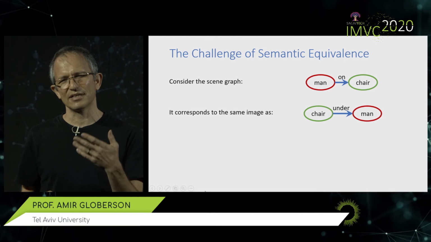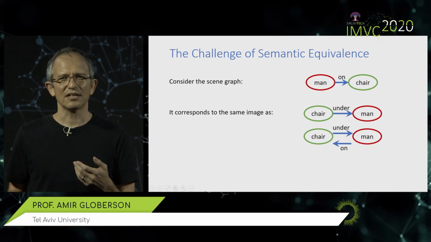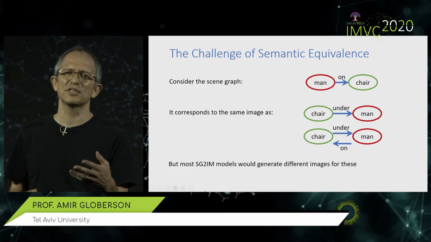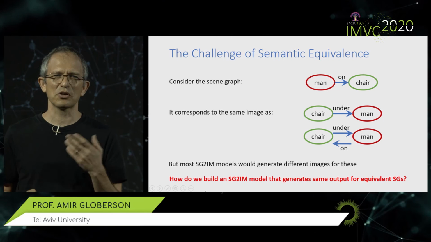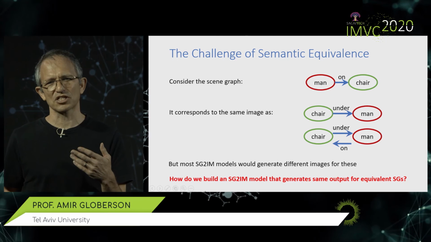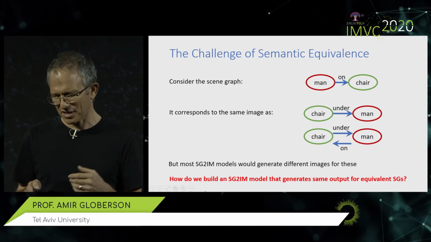And there's another graph that describes exactly the same thing. And then it occurred to us that current scene graph to image models, if you give them these three different graphs, would generate three different images, although we know they should generate exactly the same image because the semantics is the same. So the question we ask is: how can we build scene graph to image models that generate the same output for all these equivalent scene graphs? We called it the challenge of semantic equivalence.